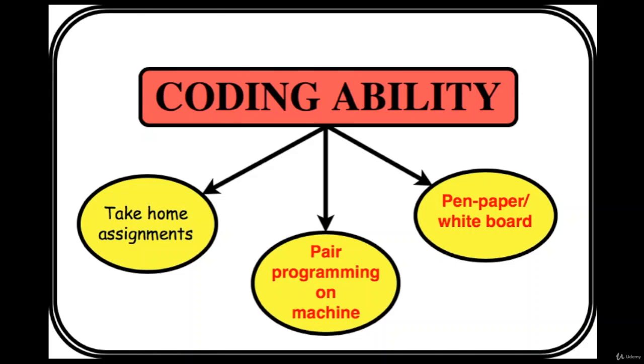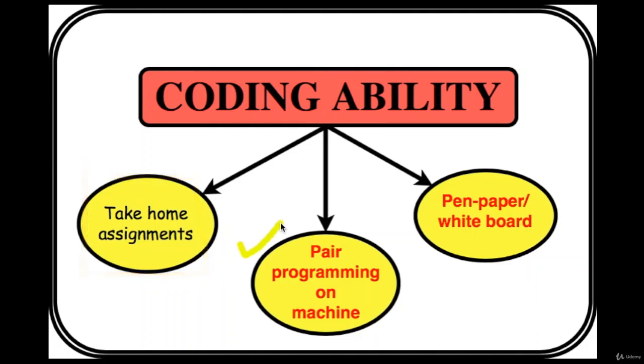The coding ability can be assessed in any of three forms. First one is take home assignments. In take home assignments, you are given a task and you have to perform that task, or a small project which you have to complete in the given time. The analysis is done on how elegantly you perform that task, how clean your code is, and how optimized your code is. So that is how take home assignments are analyzed.